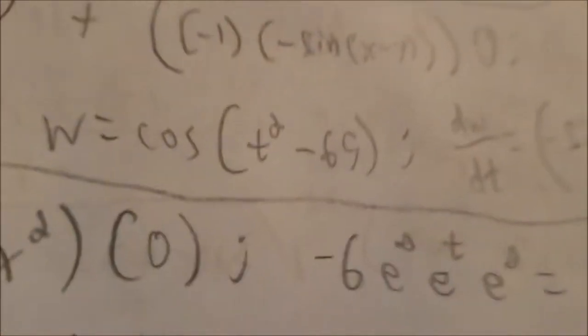Is that an I? Did I seriously write J instead of I? I meant to write I, not J. It looks a little bit like a J, but it's not really a J. That's supposed to be an I.